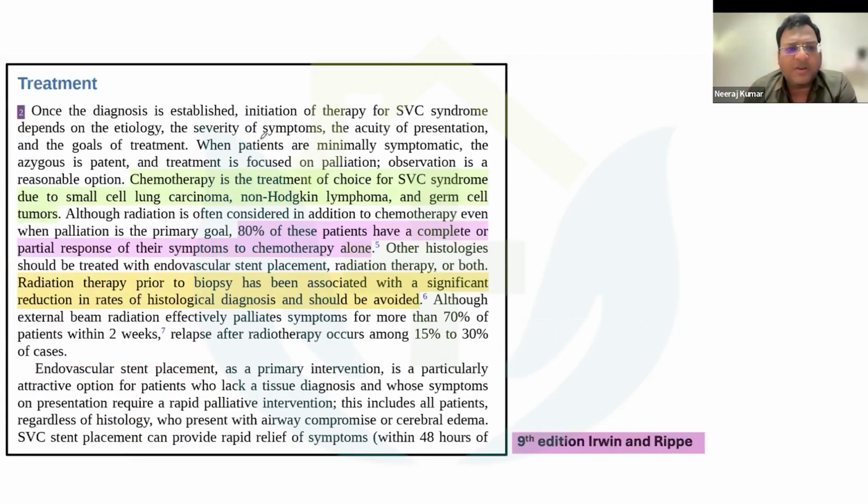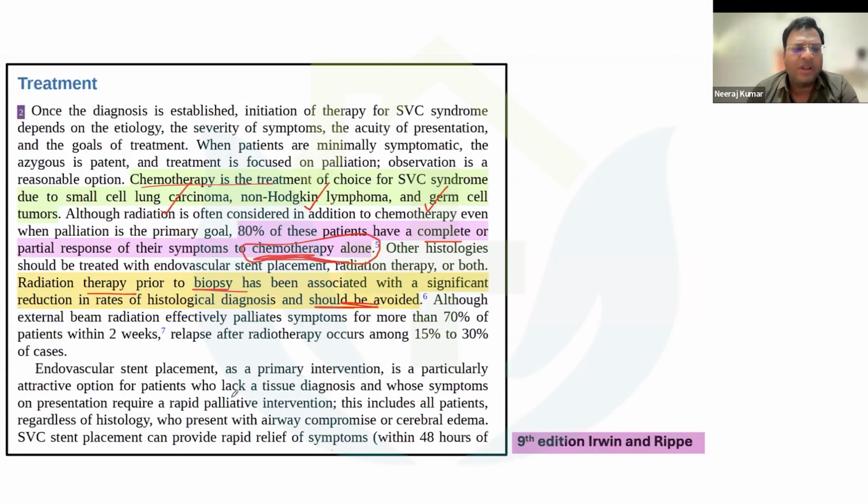Now you see the statement that has been taken from the Irwin and Rippe book, where chemotherapy is the treatment of choice for SVC syndrome due to small cell lung carcinoma, non-Hodgkin's lymphoma, and germ cell tumor. So all these tumors are indications, and 80% of these patients have either complete or partial response of symptoms to chemotherapy alone. So if you get any option that chemotherapy is the choice of treatment, it is the choice of treatment in 80% of the patients. However, if you do radiation therapy prior to biopsy, it has been associated with significant reduction in the rate of getting a positive histological diagnosis, and it should be avoided.